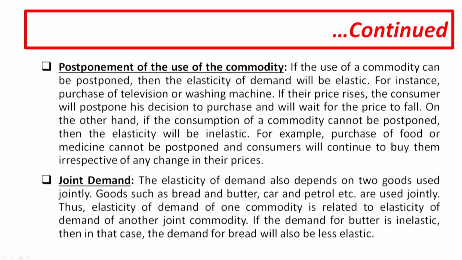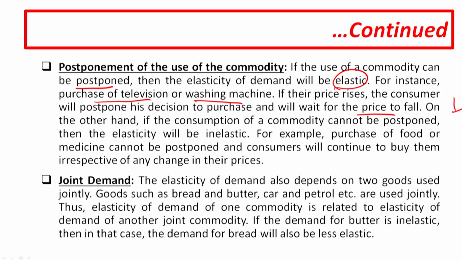If the use of the commodity can be postponed or transferred for a future period, then the elasticity of demand will be elastic, which means if the use of the commodity can be postponed, it will be elastic in nature. For instance, the purchase of a television: if the price rises, the consumer will postpone his decision to purchase and will wait for the price to fall.